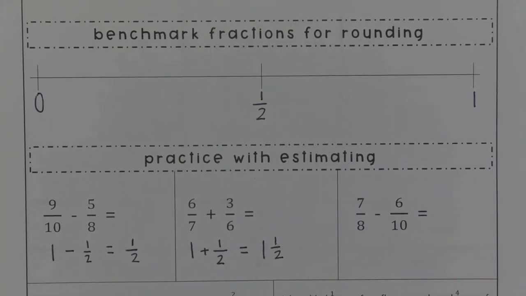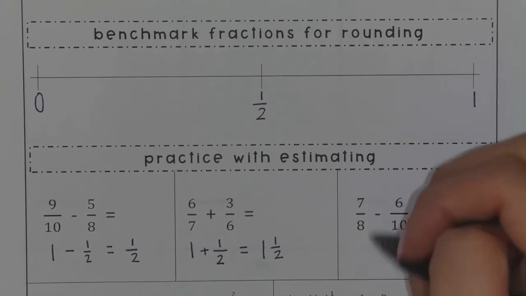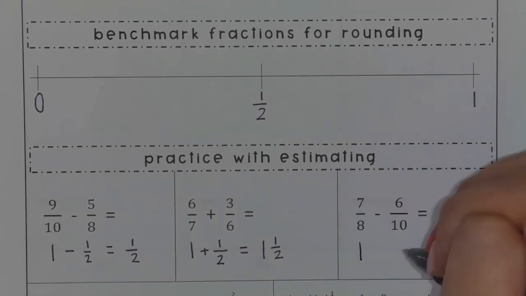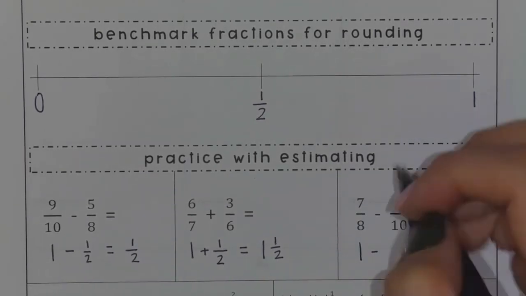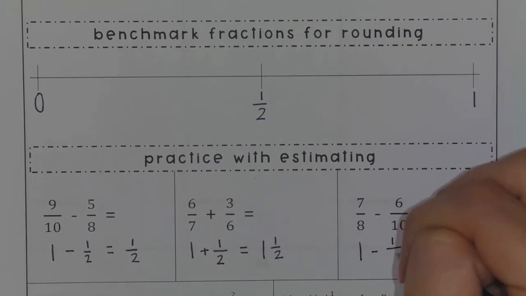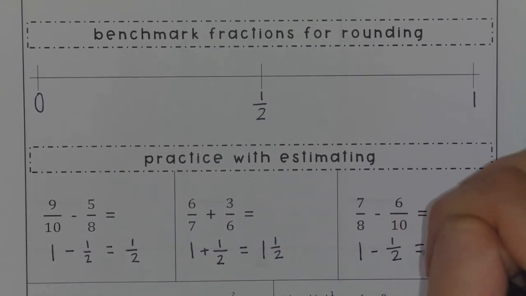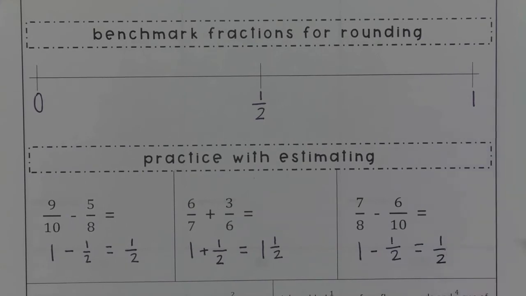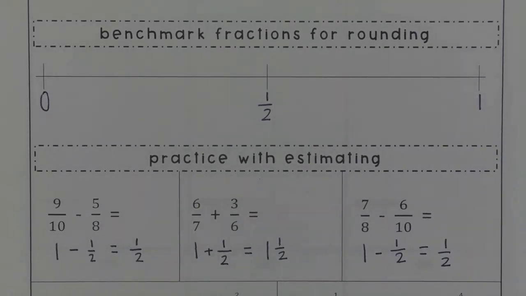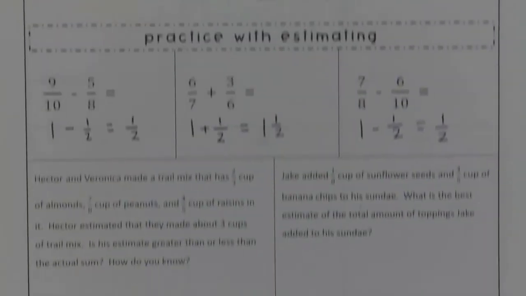Our next one, 7/8 would be 1 whole, minus 6/10, which is 1/2. When I subtract, I get 1/2. Again, that gets me pretty close there. It's just to give us an estimate of what our answer should be close to.